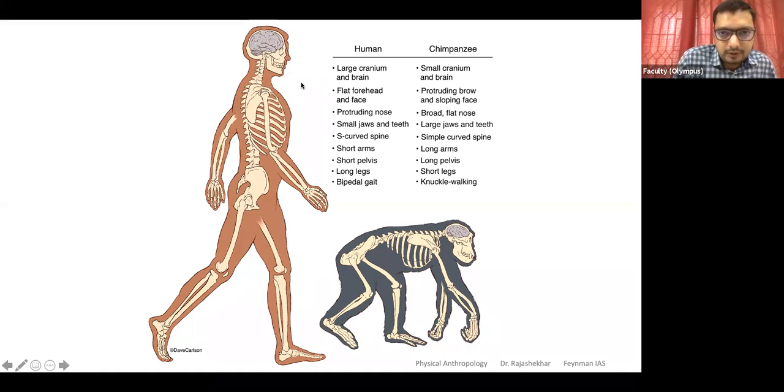And then what are you noticing here? Look at the jaw size, teeth and jaw size. We have small jaws and smaller teeth, whereas chimpanzees and other apes have larger jaws, big jaws and bigger size of the teeth. So small jaws and smaller teeth in humans, large jaws and larger teeth in chimpanzees.